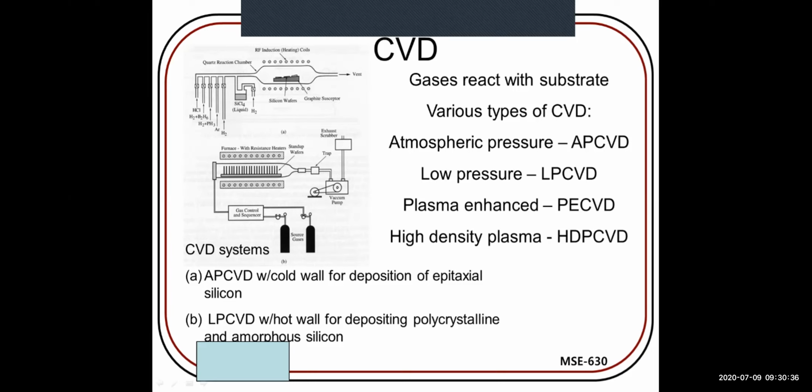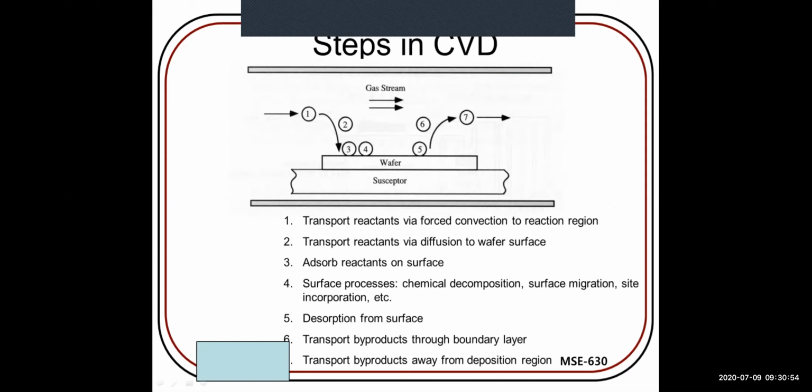Number 1, APCVD, or cold wall, is used for deposition of epitaxial silicon. LPCVD, hot wall, is used for deposition of polycrystalline and amorphous silicon. So these are the major uses of these techniques. The steps involved in CVD are the following 7 steps. First of all, there is transport.